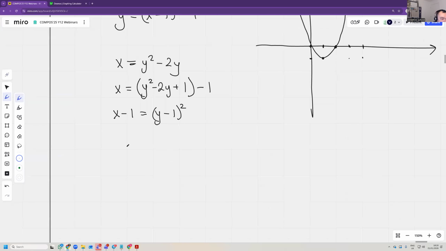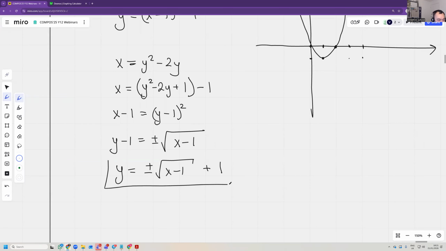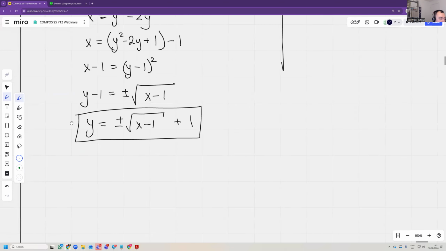And then you take the square root. So y minus 1 is equal to plus or minus square root of x minus 1. So y is plus or minus square root of x minus 1, plus 1. That's one way of doing it. Not the easiest way, but it's workable.